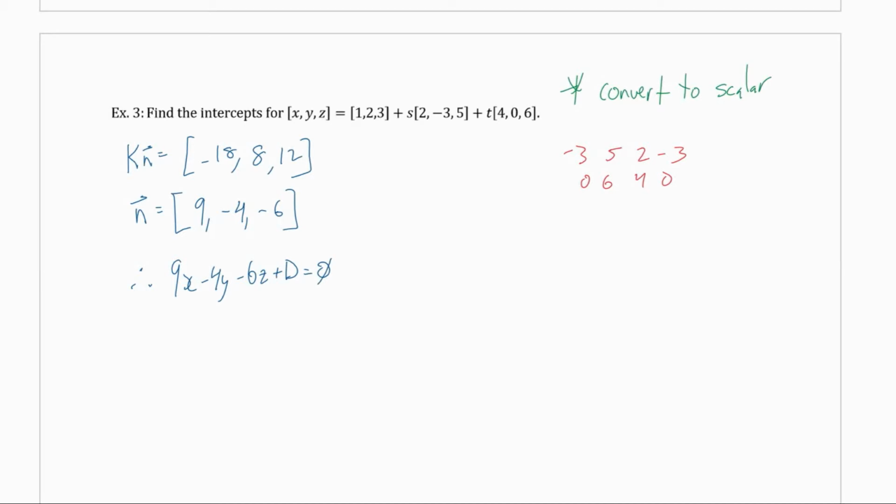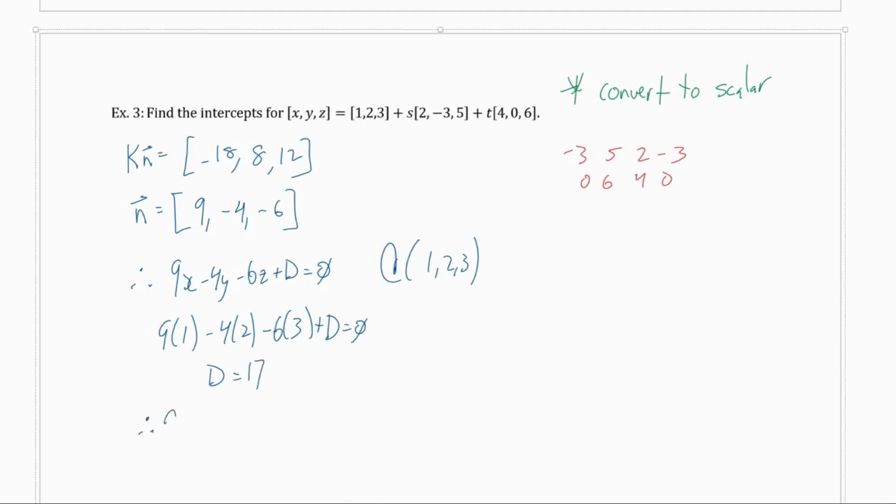Okay, so there's my D. And what point am I going to use? Well, there's a position vector to a point in the plane. So I'm going to use that. 1, 2, 3. So this is going to give me a d value of 17, I believe, and therefore the scalar equation is 9x minus 4y minus 6z plus 17 equals 0.